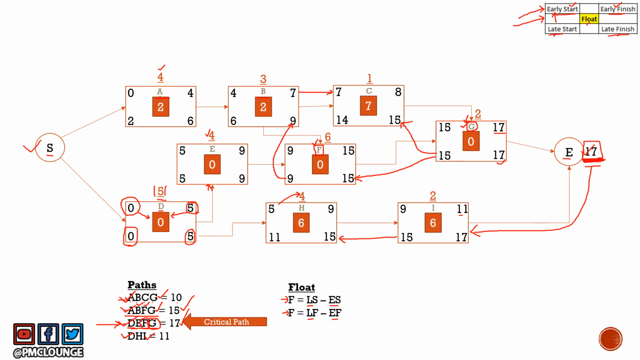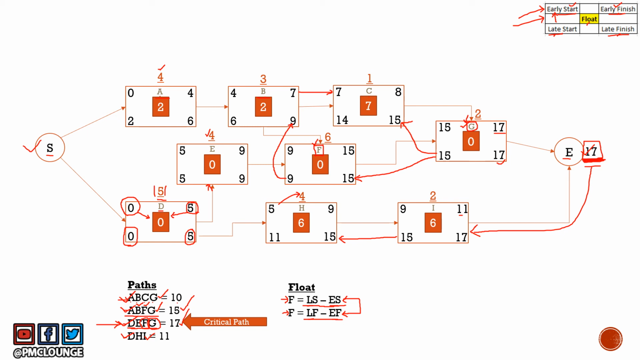Now, if you calculate further, you'll find out the float for other activities as well. You are simply subtracting late start and early start, or late finish and early finish. Both of these should give you the same answer for float. If you are not getting the same answers, that means you have made some mistake either in the forward pass or in the backward pass. So that's how you do a check whether you have calculated the late start, late finish, early start, early finish correctly or not, right?